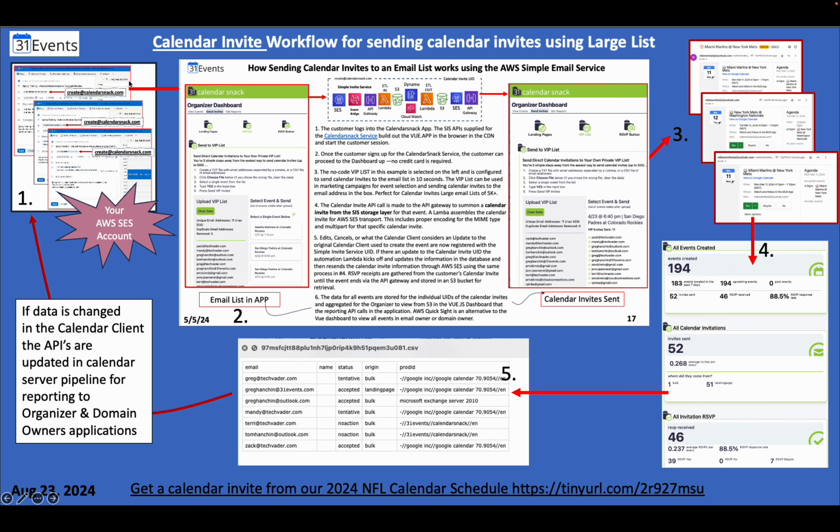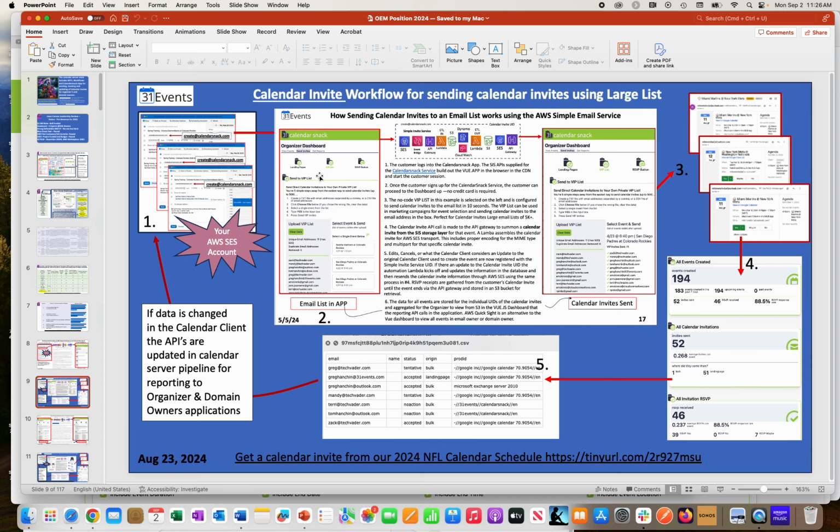And if any of the data is changed in the calendar client itself, it processes through the serverless stack this way, right to left. So 1, 2, 3, and then 4, 5, and then the data is set into an AWS S3 bucket right there. So that's it for the quick overview of what I'm attempting to sell you.